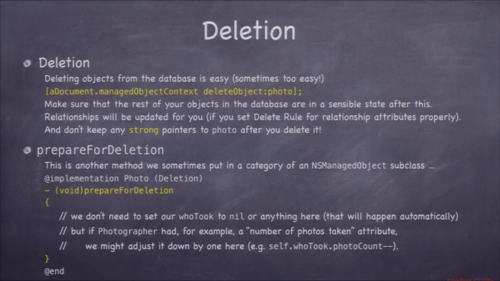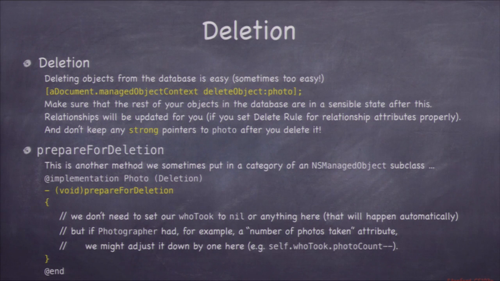Now, what would you do in that prepare for deletion? Well, you don't need to do anything with the who took or the photos or anything like that. That's all taken care of for you. But what if you had another property somewhere in the database which was counting the photos, and deleting this photo would change that count? And why would you have such a thing? Because it's possible to just query the count of photos that a photographer has, for example. Maybe, for efficiency, you're keeping this count, and if you delete the photo, you need to update that count. Well, you can do all that kind of stuff here in prepare for deletion.